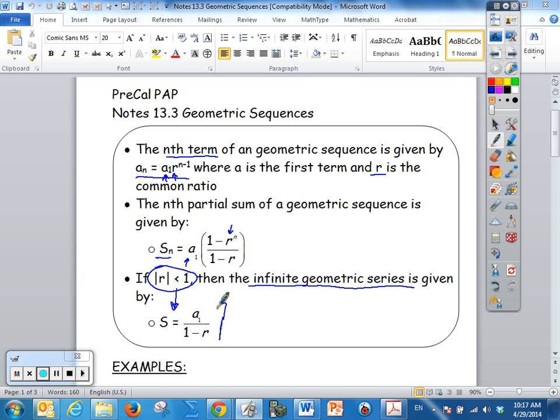So this formula is pretty important. You actually will use it in calculus. We do infinite geometric series in calculus, in BC calculus. So this is my sum. a sub 1 is my first term, and 1 minus r again is our common ratio in the denominator. That is our infinite geometric series formula, only allowed to be used when the absolute value of r is less than 1.